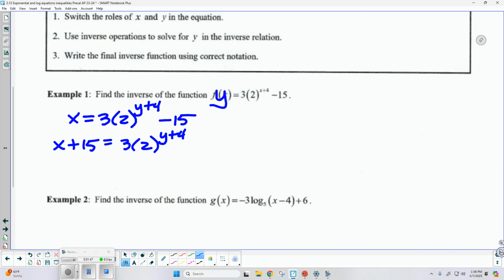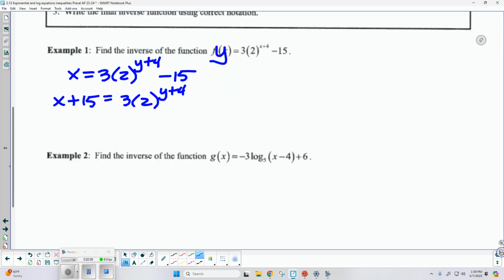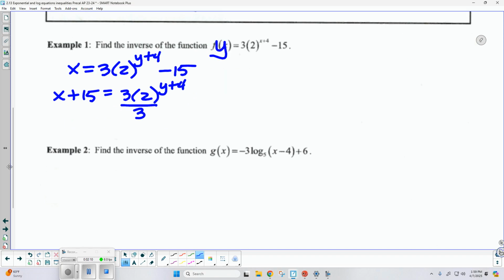Now, what is the inverse of an exponential? It's a logarithm, right? So at some point, I'm going to have to take the exponential and convert it to a log. Am I ready to do that? Now, the exponential isn't isolated yet. What do I still got to get rid of? Got to get rid of the 3. There we go. So I'm going to go ahead and divide through by 3.